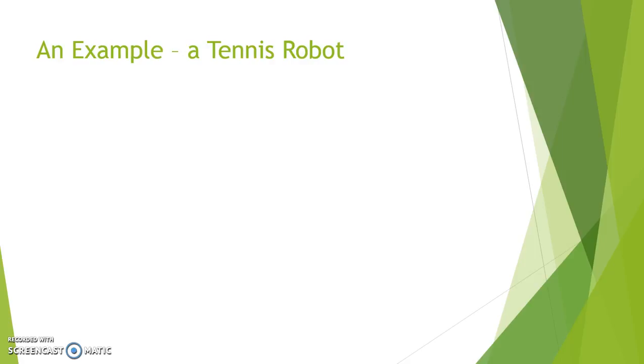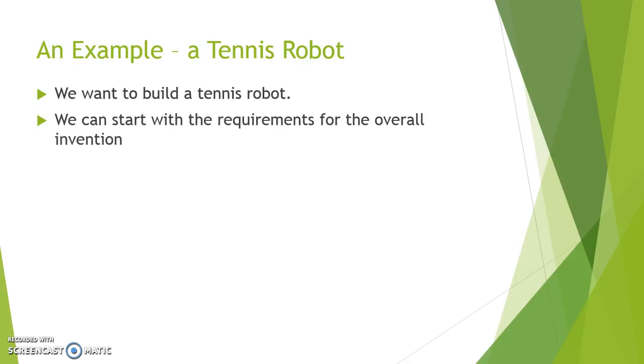I won't go into too much detail on this, but it may help to think in terms of a very big project, something really quite challenging to build. Let's say we decided we want to build a tennis robot to help train professional tennis players. We can start with our requirements for the overall invention and then start to substitute. And I'll do this for us. If you want, you can pause the movie right now and think about this yourself, about what the various stages of a tennis robot would be.